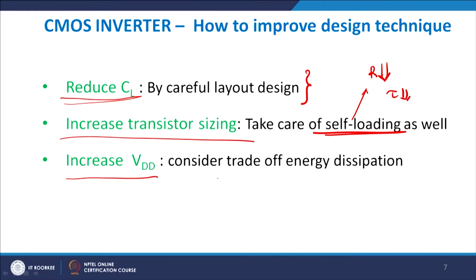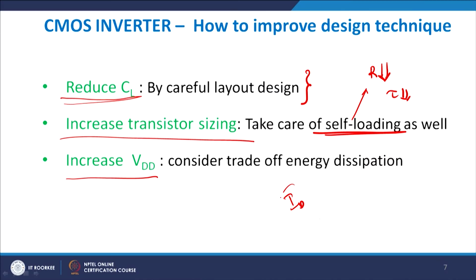Why should you increase V_DD? Very important: if you increase V_DD, for the same amount of charge the current will be large. You got the point. If the current I_D is large, then your charging and discharging process can be done much faster, because in the same amount of time more charge will be collected or discharged, and tau therefore reduces. So, if you want to increase the speed, three things: reduce capacitive loading, increase the transistor sizing by increasing the W width, and then increase V_DD. But if you increase V_DD, you will also have much higher power dissipation, right.